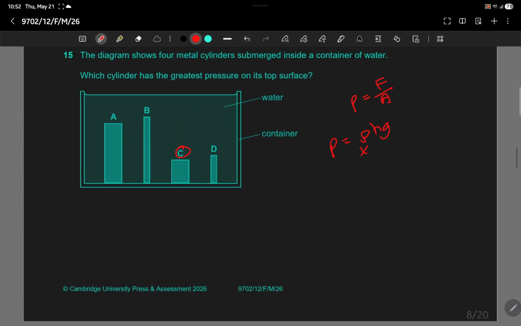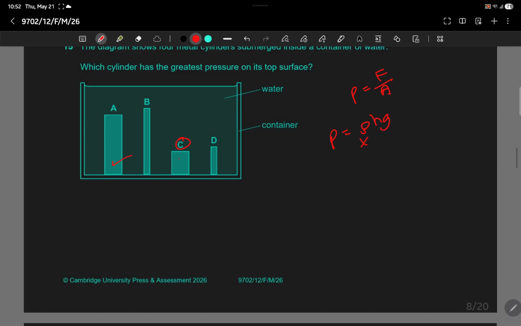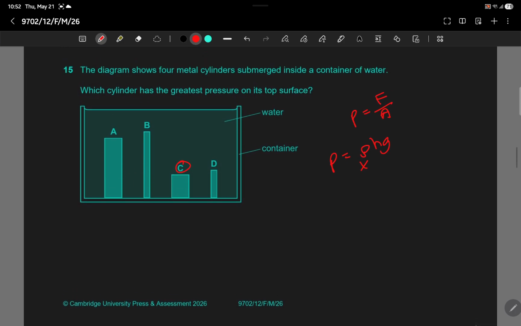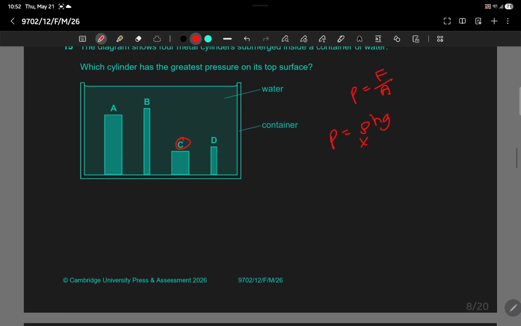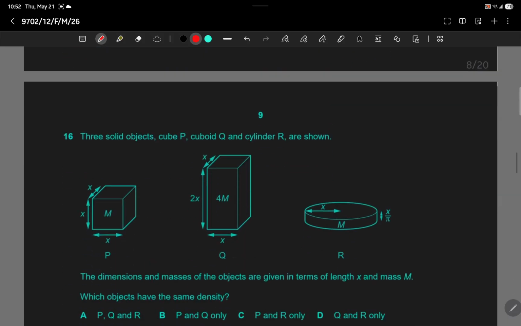Area won't play a factor here, so don't consider the fact that A and C are thicker than B and D. And if it's submerged in water, the only formula that applies is rho h g. Rho and g are the same for all, and the height is different depth, and C is the lowest down, basically at the bottom. Hence C will experience the greatest pressure.